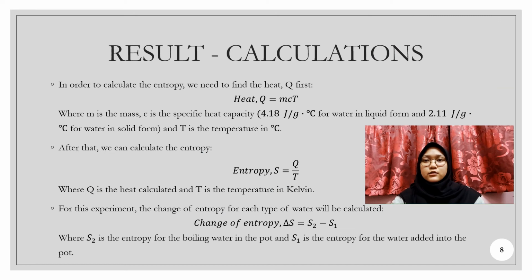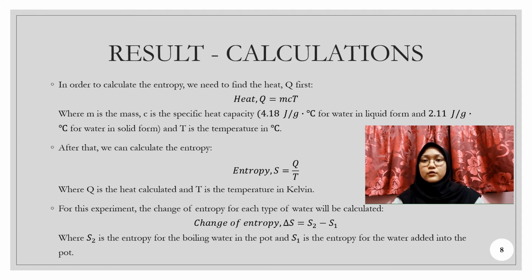For the calculation, we are going to calculate the change of entropy. In order to do that, we need to calculate the heat Q first. By using the formula, heat Q equals mCΔT, where m is the mass, C is the specific heat capacity, which is 4.18 joules per gram degree Celsius for water in liquid form, and 2.11 joules per gram degree Celsius for water in solid form, and T is the temperature in degrees Celsius.